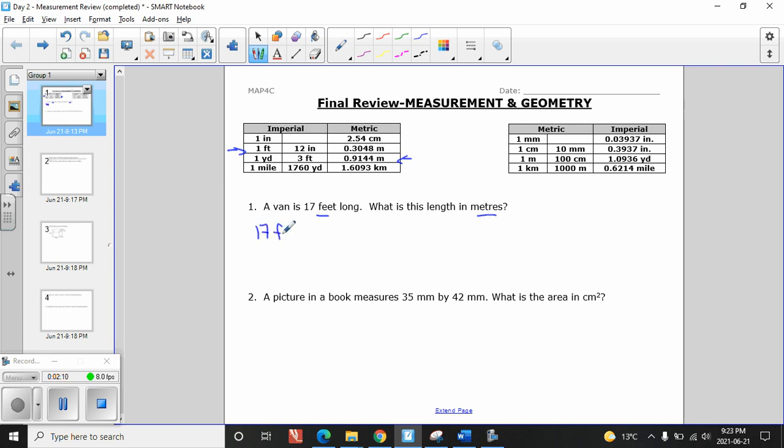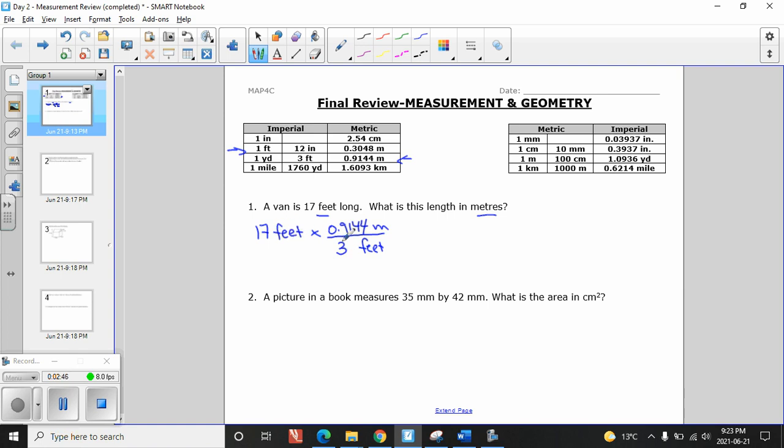So 17 feet is what's given. And I'm going to multiply by a conversion factor, or like a multiplier, which is a fraction or a ratio of the two equivalent quantities. So a quantity in feet and a quantity in meters. I'm trying to get rid of these feet, so I want feet to go in the denominator. And that means I'm going to have meters show up in the top of my fraction. And in this case, 0.9144 meters is equal to 3 feet.